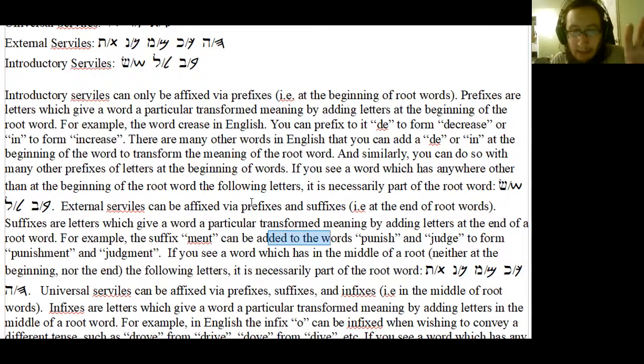Now in this video, we're not going to go into all those different meanings because there are a lot of different meanings of different suffixes and prefixes, and I don't even have them all memorized. So we will delve into that at a later date.